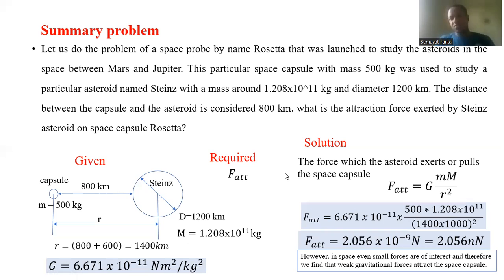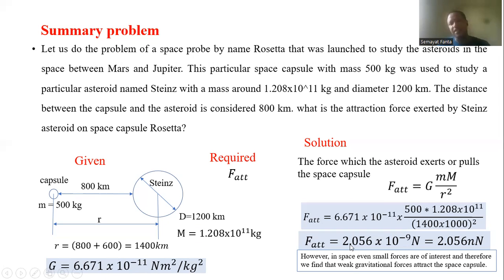According to this formula, we can substitute the values. As we know, G is 6.671 times 10 to the power of minus 11 newton meter squared per kilogram squared. Currently what we are talking about is the attraction between the asteroid and the capsule, so the mass of the asteroid is given, and the mass of the space capsule performing the experimental study is 500, divided by 1,400 times 10 to the power of 3, where the 1,000 represents kilometers. All our units must be in standard units.